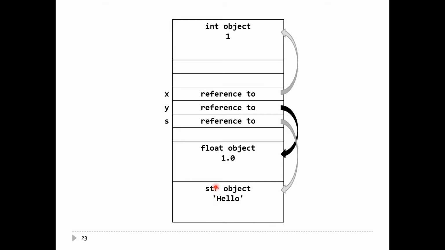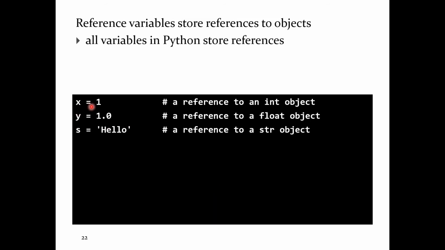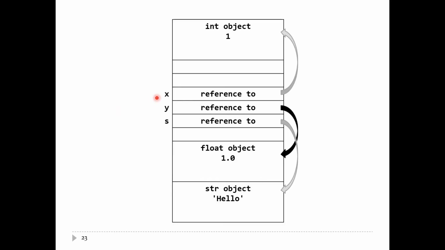Now, the variables x, y, and s. So here we have x equals 1. What's stored in memory beside the box labeled x is not the number 1. It's a reference to that object here. So I'm showing that as the phrase reference to, and then an arrow pointing to the object that the variable x actually refers to.